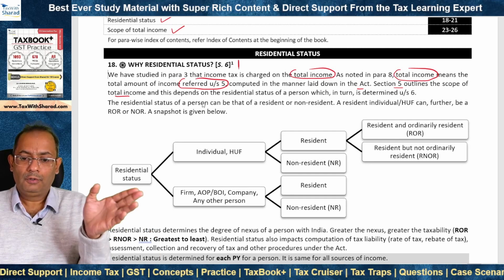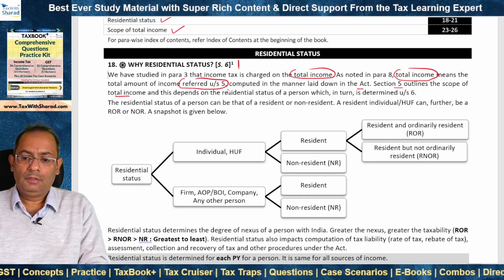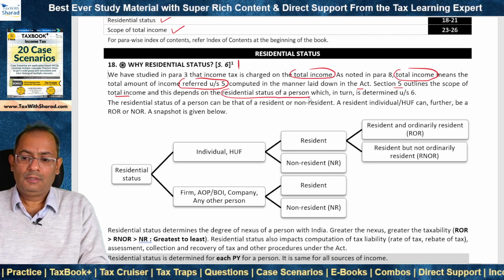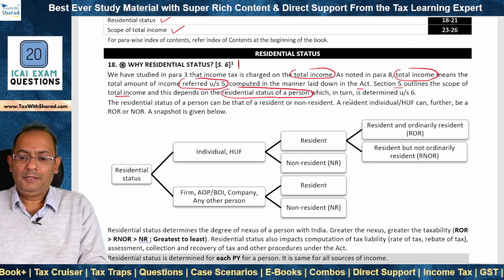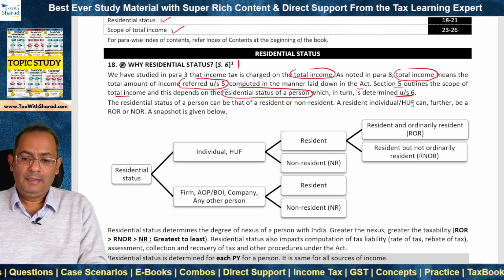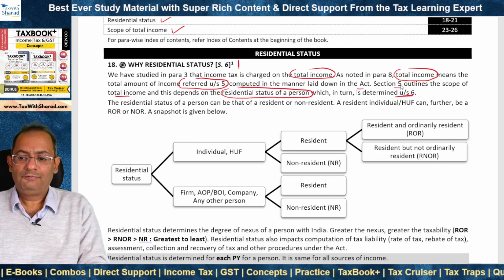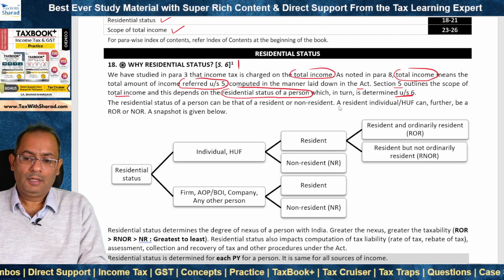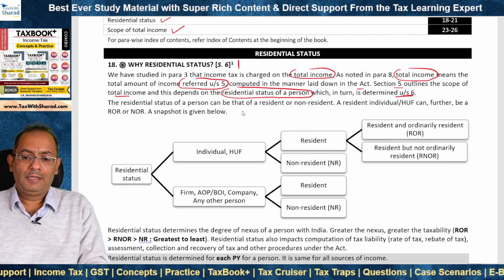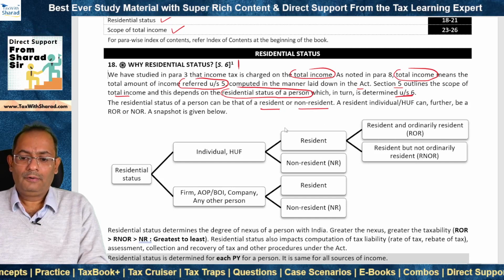That means what is within the scope and what is outside the scope. And this depends on the residential status of a person. And the residential status is in turn determined under Section 6. Right? So Section 6 is the relevant section for residential status. Section 5 is for the scope of total income. Now the residential status of a person can be that of a resident or a non-resident.